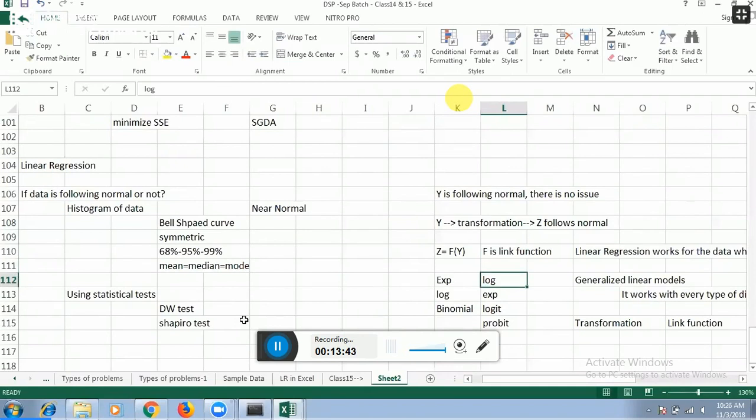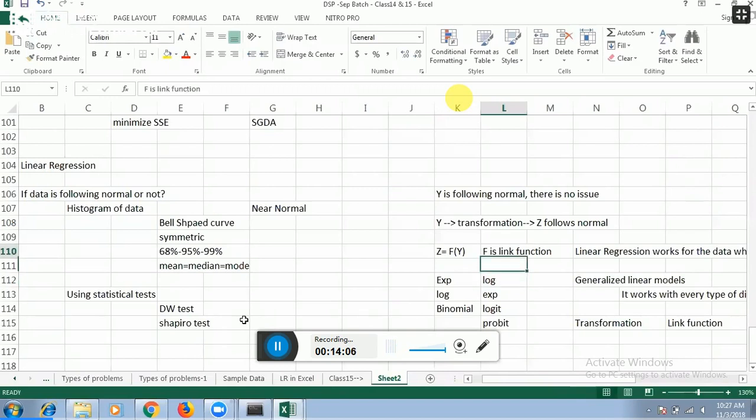F is the link function. Are you clear now? Are you clear or not? So basically, earlier we were restricting ourselves to y being normal. If y is not normal, we are still able to do it. How? By applying a transformation. Once you convert with a transformation and get the model, then you revisit it.